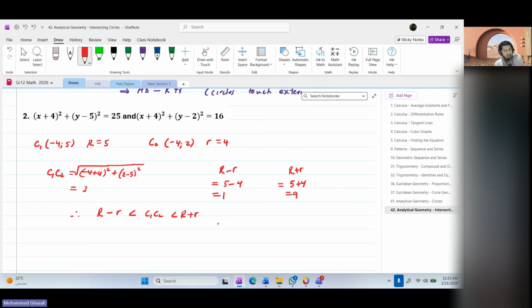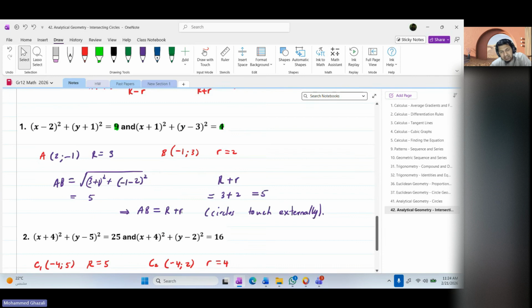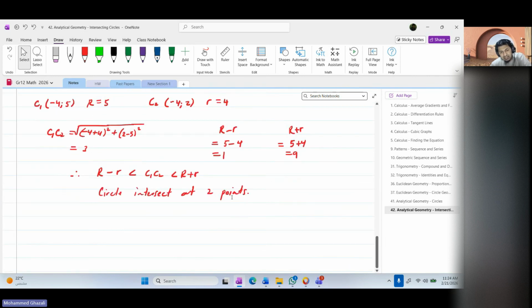So what we can say here is the value of 3 is between 1 and 9. So circles intersect at 2 points. Don't just say circles intersect, because that could also mean intersecting at a single point. That's why we say they touch externally. Over here, circles intersect at 2 points. Circles intersecting at a single point is either internally or externally touching. Right, so that's a nice question as well.